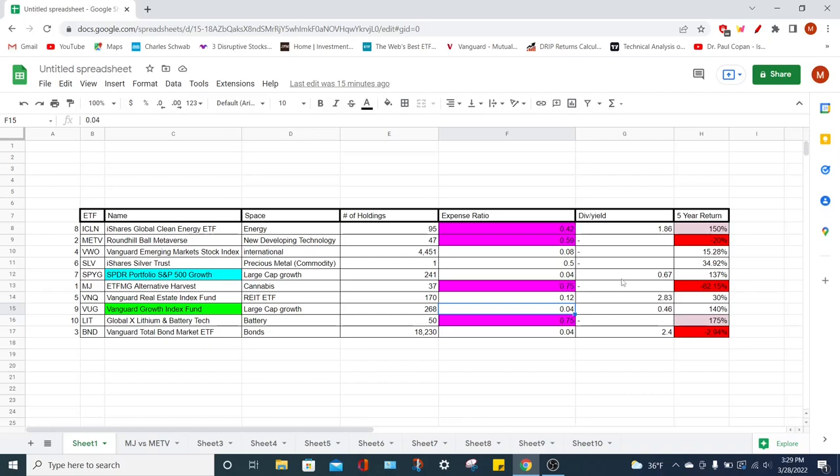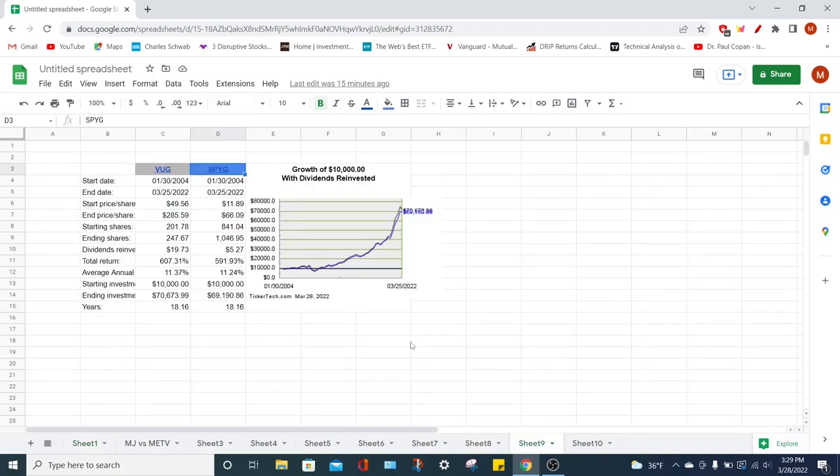However, the Spider portfolio does offer us a better dividend compared to Vanguard's growth index fund, and as you know, we are going to incorporate DRIP investing into these various projections, so let's see if VUG can dethrone SPYG. And the results are in, and yes, it can.